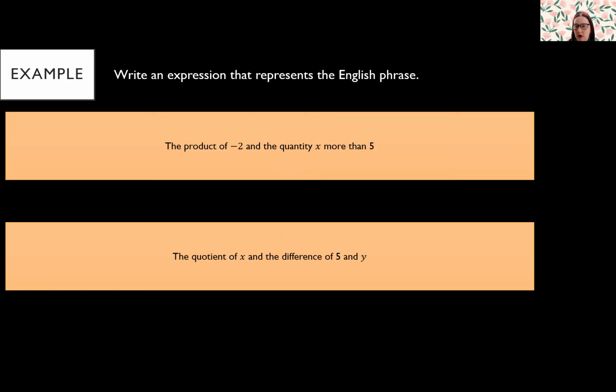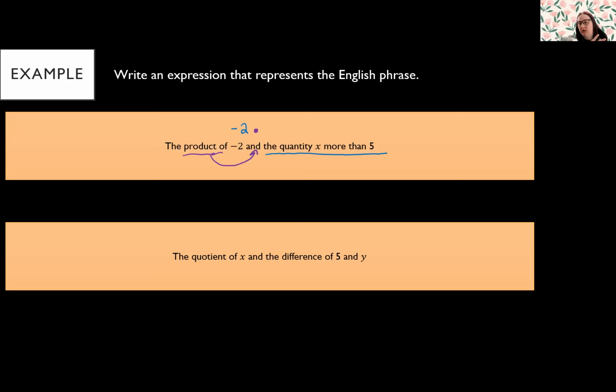We've got the product of -2 and the quantity x more than 5. So I'm going to start going left to right here. Product means multiplication. If you've got the product of, we're going to put the multiplication sign where our "and" goes, so I'm going to just put a dot there. And so we've got the product of -2, so we're going to have -2 times, and then it says the quantity of this and the x more than 5. So we've got lots of words following that.